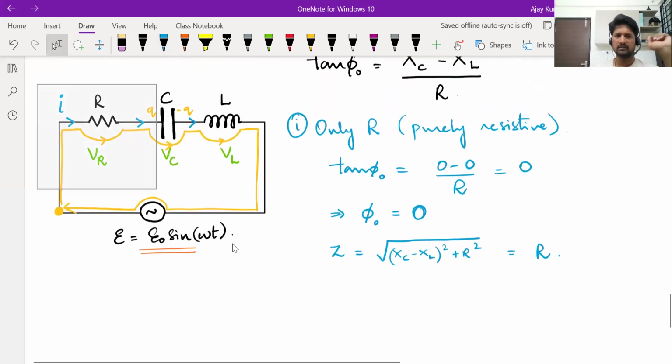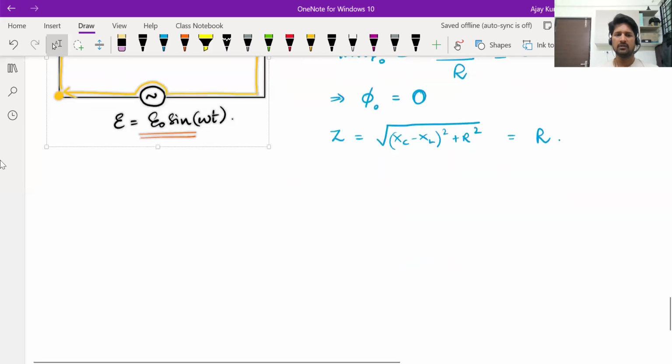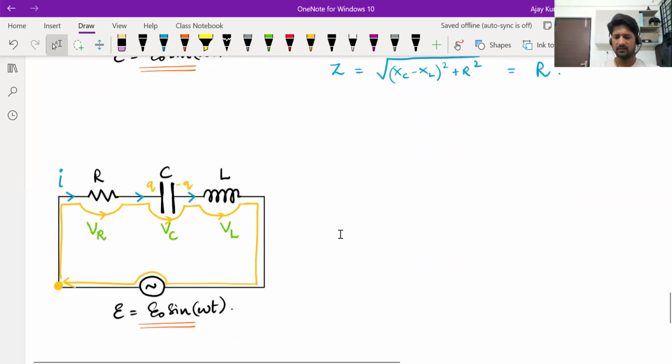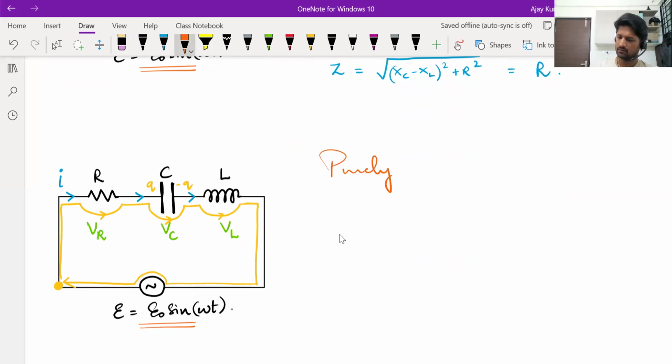Next case, let's take a purely capacitive circuit. Means only C is present, R and L are not there. So if it is purely capacitive, first tan phi naught. Tan phi naught is XC minus XL divided by R. XC is non-zero, numerator is non-zero, denominator is 0. So this tends to plus infinity.